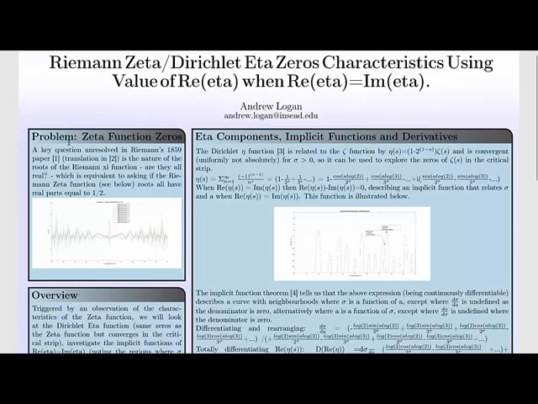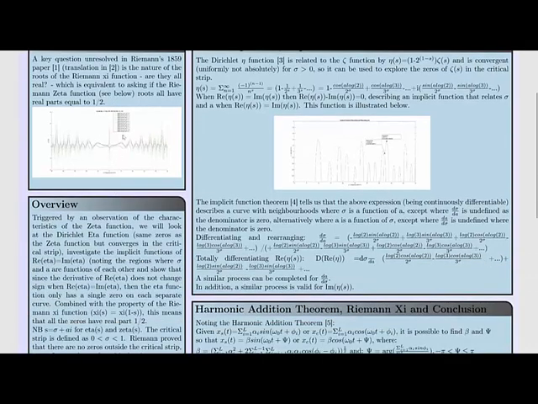Starting with the problem. A key question unresolved in Riemann's 1859 paper is the nature of the roots of the Riemann z function. Are they all real? Which is equivalent to asking if the roots of the Riemann zeta function, got a little graph of it here, all have real parts equal to a half.